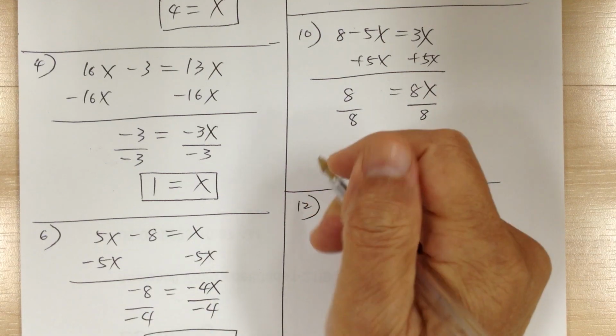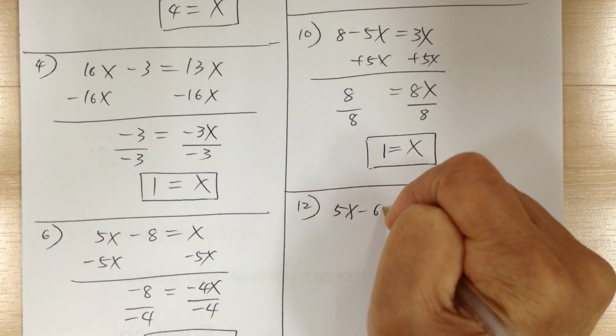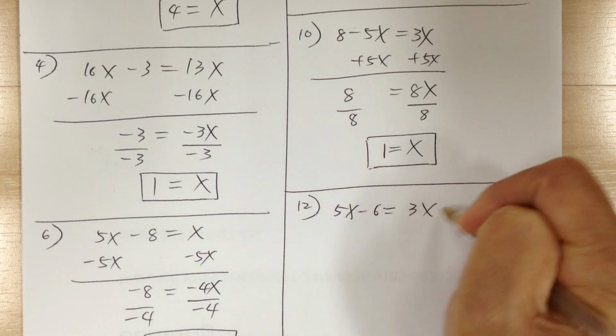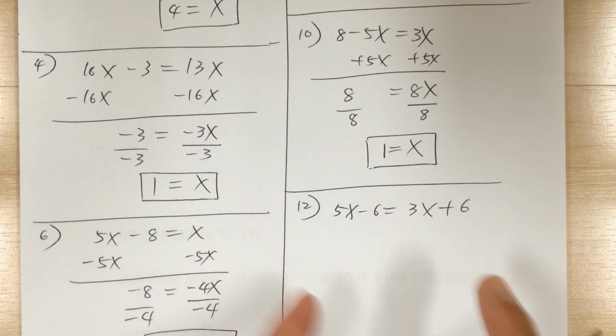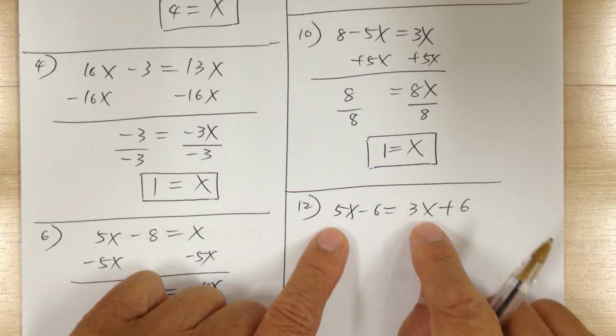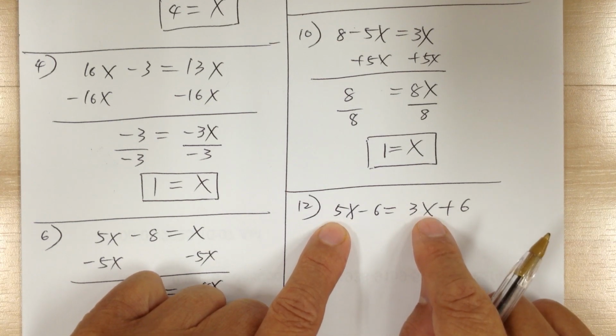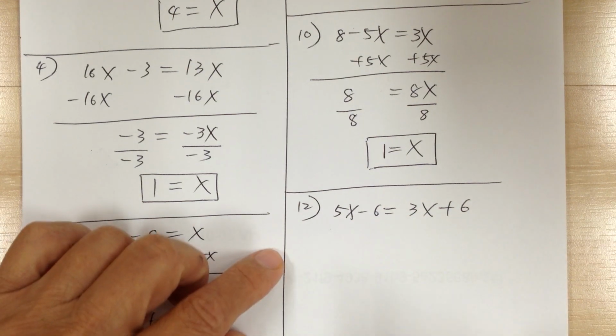Okay, number 12. You have 5x minus 6 equal to 3x plus 6. Now you have variable on both sides, and number on both sides. So you have to decide which side you want to move the variable to and which side you want to move the numbers to. So look at it. Your focus will be on the variable. So you got 5 and 3. You want to move the lower one, so that way you can avoid dealing with negatives.